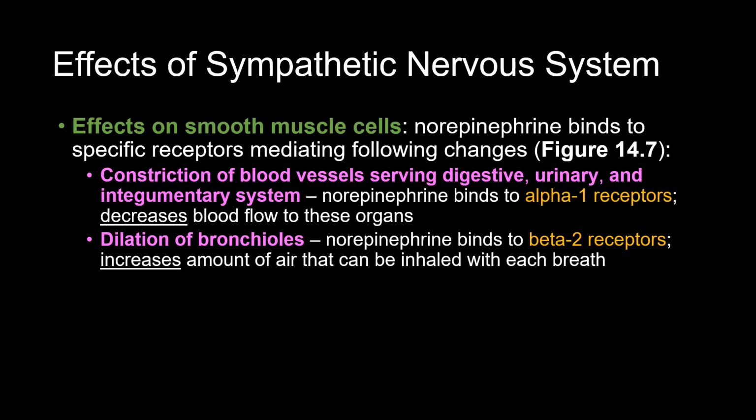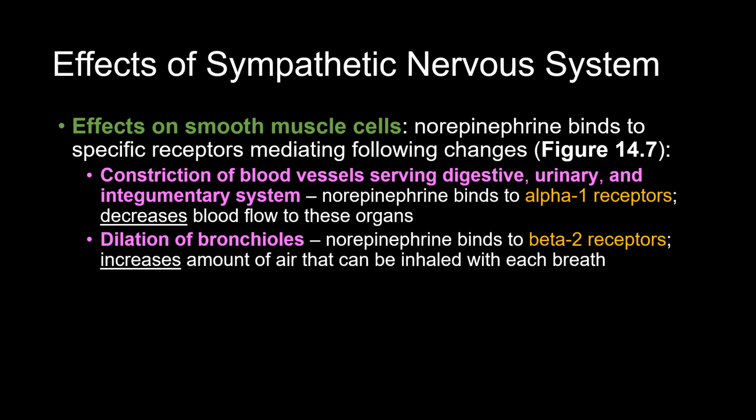Now, the smooth muscle cells of many organs have receptors for norepinephrine as well, and when norepinephrine binds, it mediates several changes. First, there's constriction of blood vessels, which serves the digestive, urinary, or integumentary systems. So that is your gut, your bladder, and your skin.